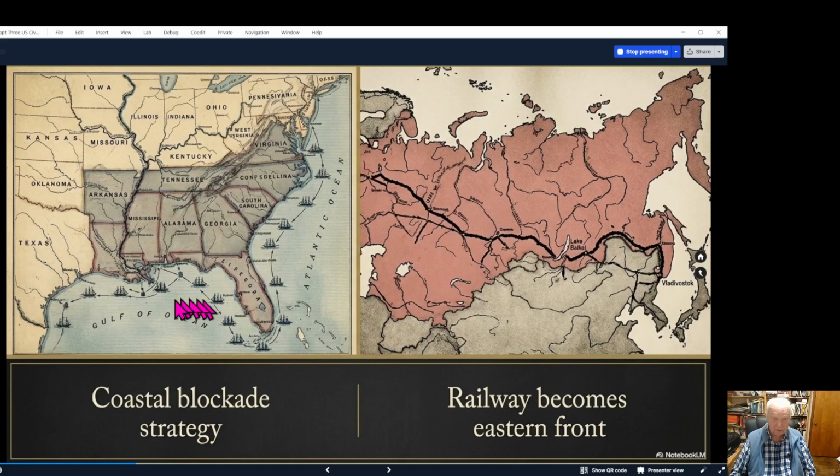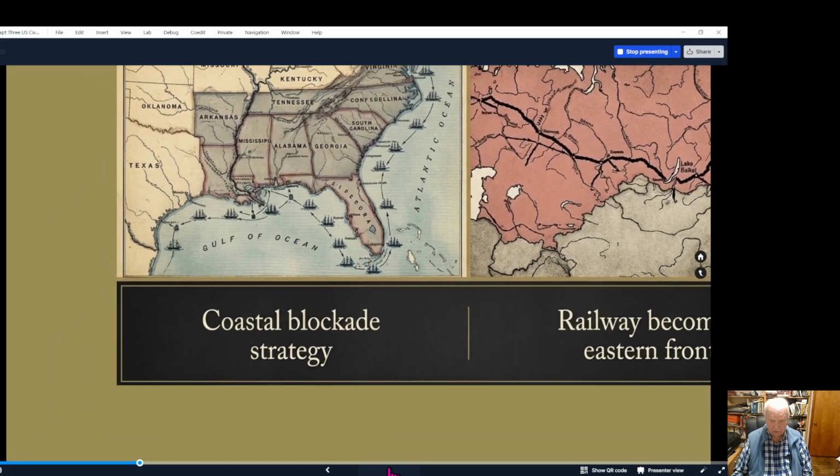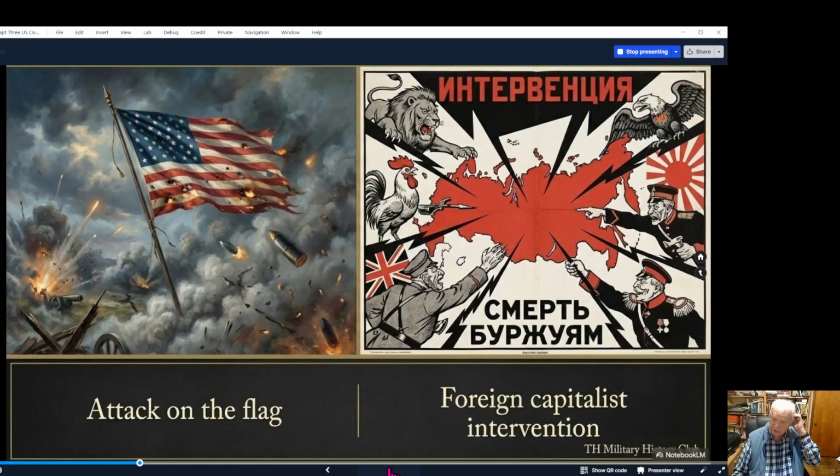The Union strategy, Anaconda, to blockade the Confederate States. The effort will be to separate the Mississippi and then to close them in. And then in the Soviets, as I said, the rail lines will be absolutely essential, and the battle will be over the rail lines and driving into these areas that are incredibly lightly populated, and for all practical purposes, no roads.